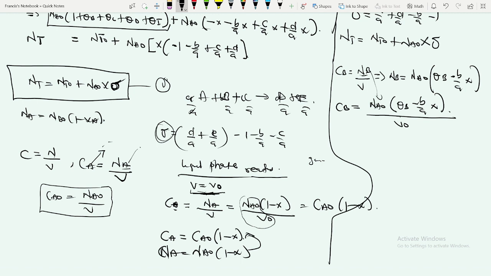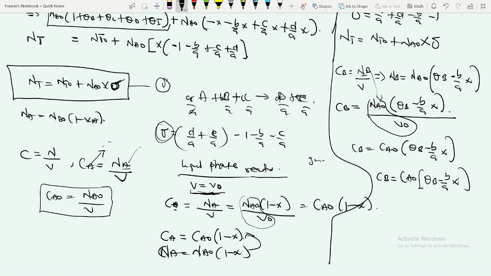There's also a way to go about it, and we'll look at that one too. So our NA naught over V naught is CA naught, multiplying theta B minus B over A x. Now for CB, CB is equal to CA naught multiplying theta B minus B over A x. Now this is when our x is the conversion of A, not B.